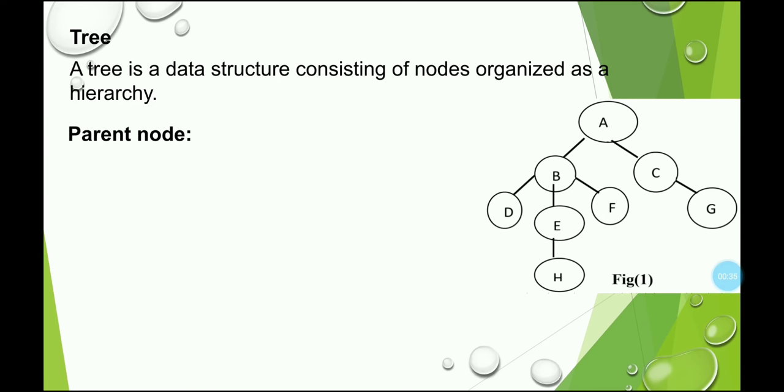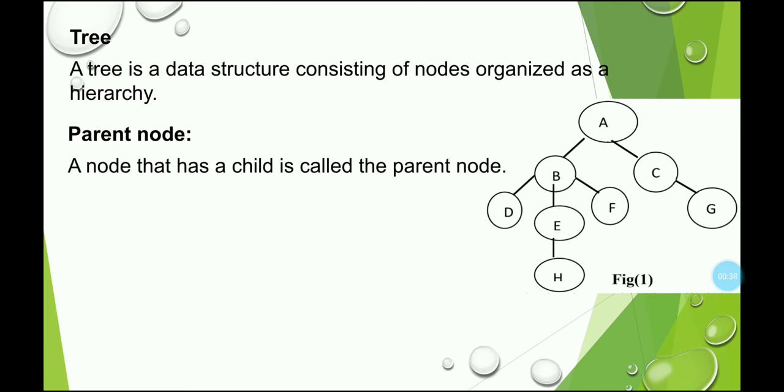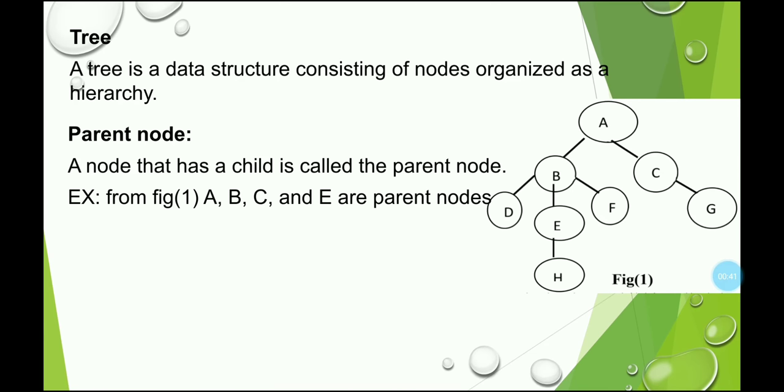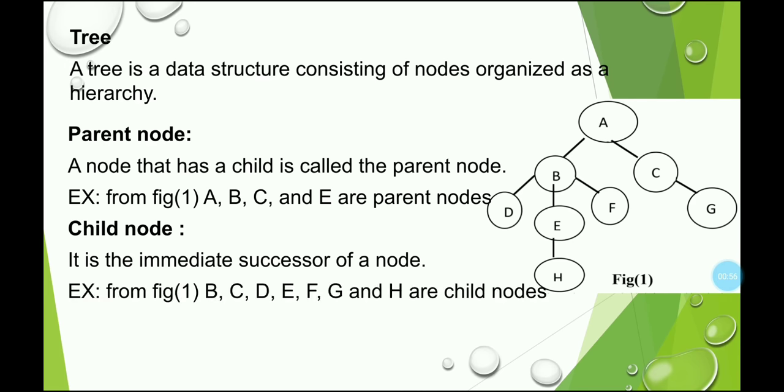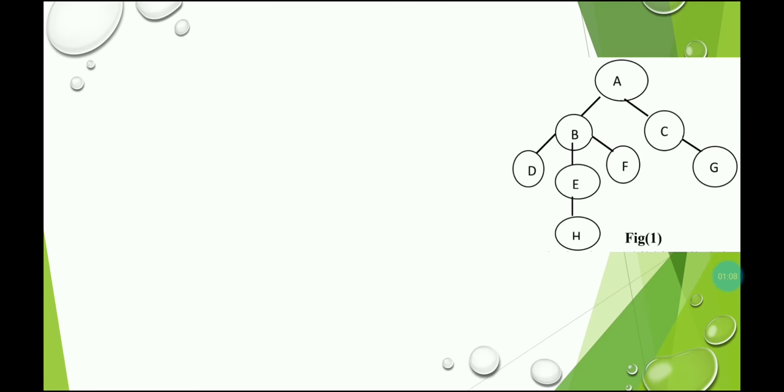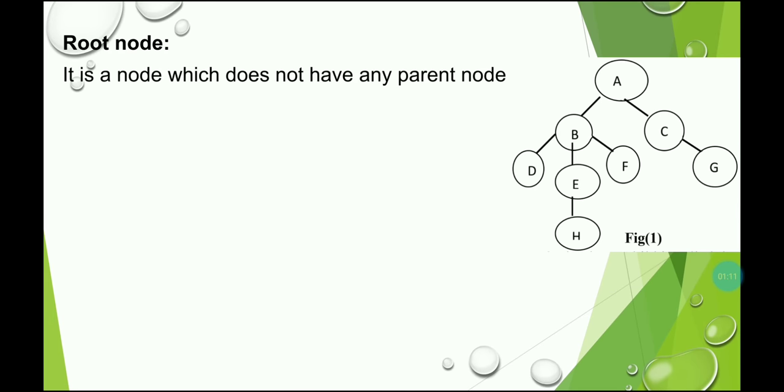So first one is a parent node. A node that has a child is called a parent node. See the example here. Nodes A, B, C and E are parent nodes, as they are all having child nodes. Child node, it is the immediate successor of a node. See here, for example, B, C, D, F, E, G and H are all the child nodes in a tree. Root node, it is a node which does not have any parent node. In this example, A is the root node.